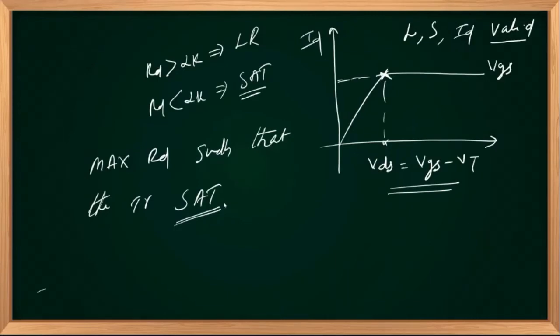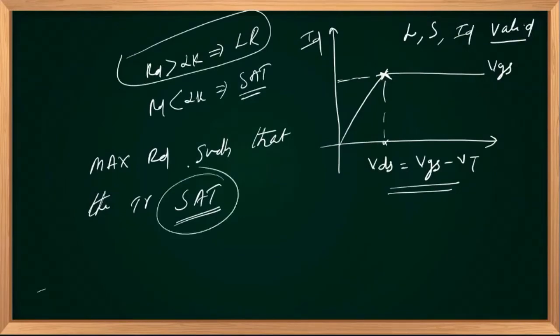Right, maximum value is 2K because if you are increasing beyond that, it will go to linear mode. So the question is such that the transistor is in saturation. So for saturation, RD should be less than or equal to 2K. Based on that, we will have questions, and that is quite simple. Don't be afraid of seeing the MOSFET circuit. It's quite simple, simpler than your transistor circuit.